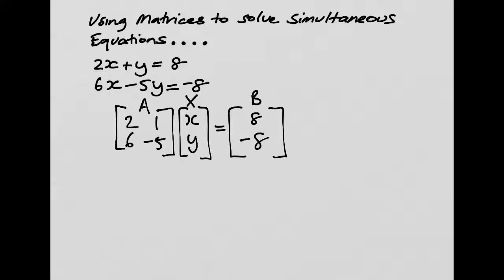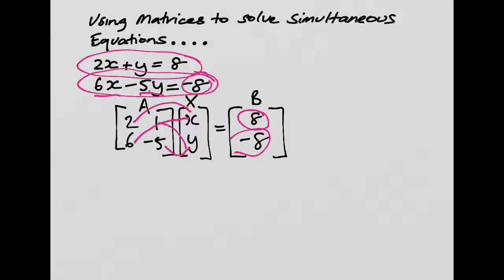Now if we multiply that out in standard matrix multiplication, we've got 2 times X plus 1 times Y equals 8, which is your first equation. And then we go ahead and multiply the second lot out. We've got 6 by X minus 5 by Y equals negative 8, which is your second equation.